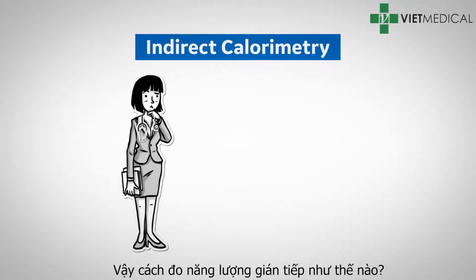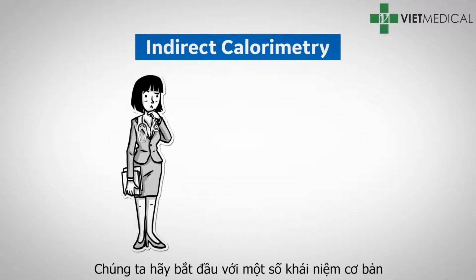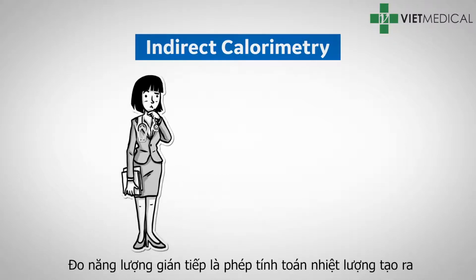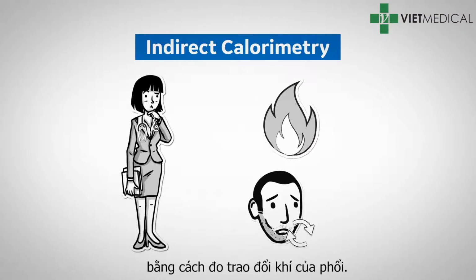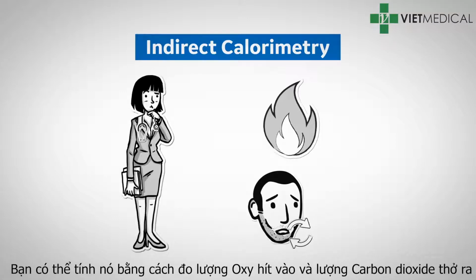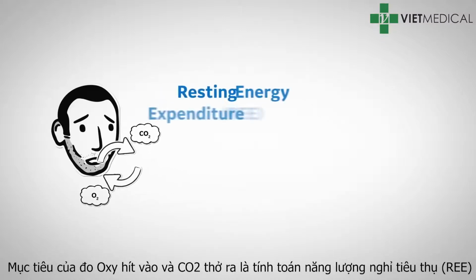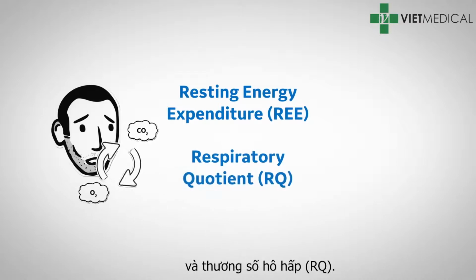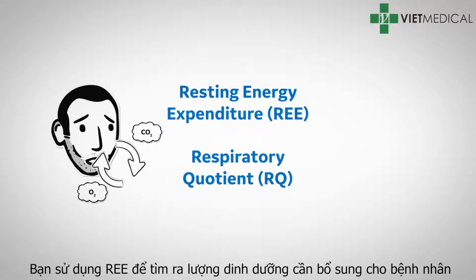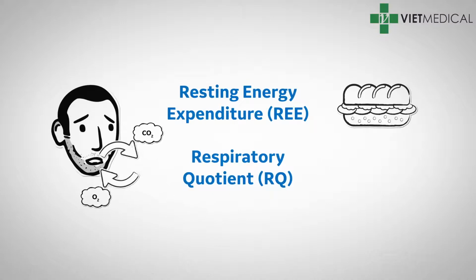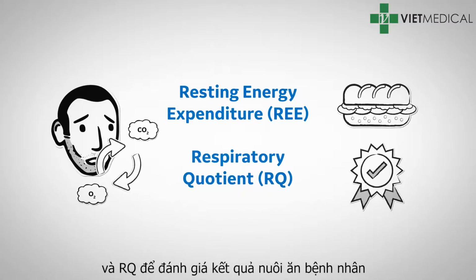So how does indirect calorimetry work? To begin, let's start with some basics. Indirect calorimetry is a calculation of heat production by measuring pulmonary gas exchange. You can calculate it by measuring inspired oxygen consumption and expired carbon dioxide production. The goal in measuring inspired oxygen and expired CO2 is to calculate the resting energy expenditure and the respiratory quotient. You use the REE to figure out how much to feed your patients and the RQ to validate your results.